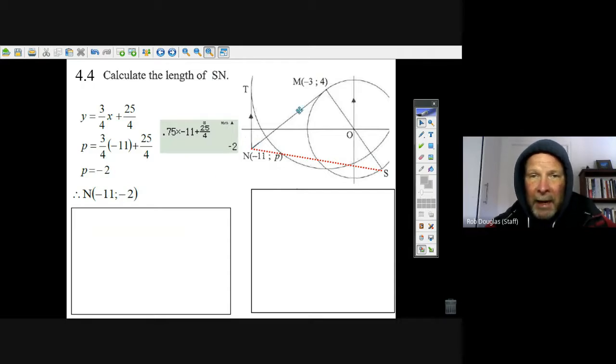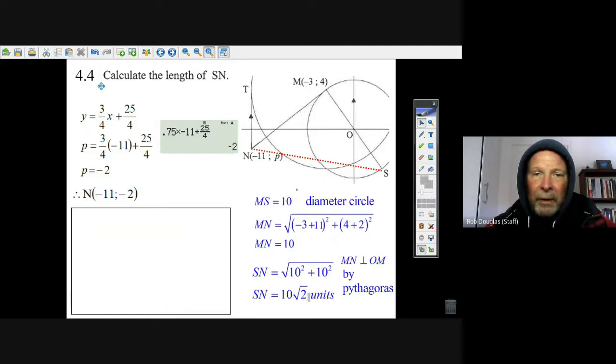Now, when I looked at it, I thought, I know that MS is the diameter, so why don't I just put that in the distance formula. So minus 3 plus 11, 4 minus 2 is plus 2. That's going to be 8 squared, and 6 squared, 100. That's going to be 10 as well. Well, they're both 10, and that's a right angled triangle. So SN has to be the square root of 200, which is 10 root 2 units.